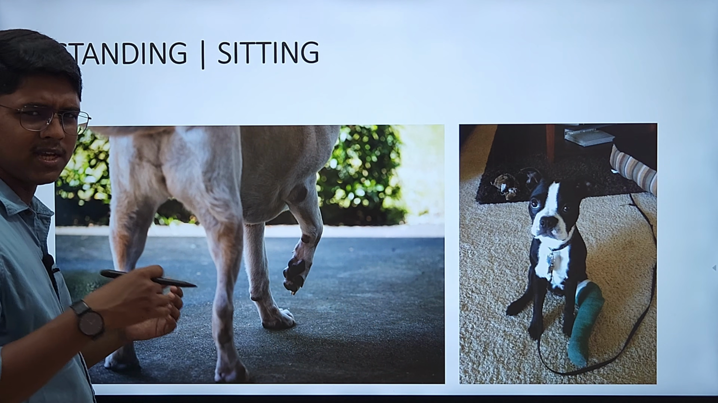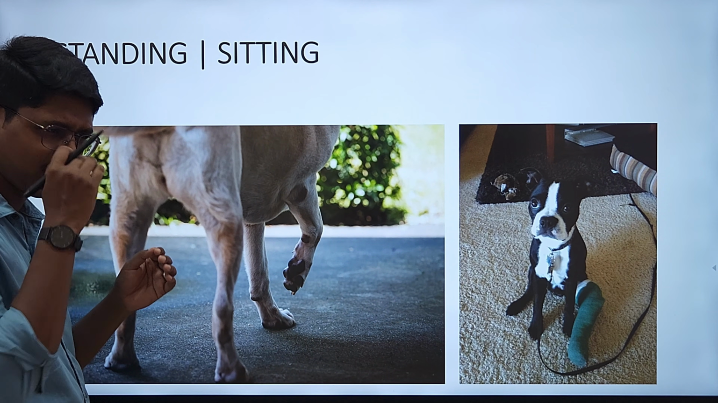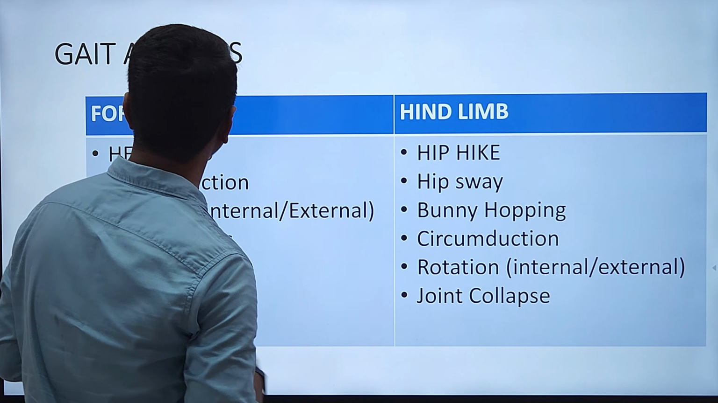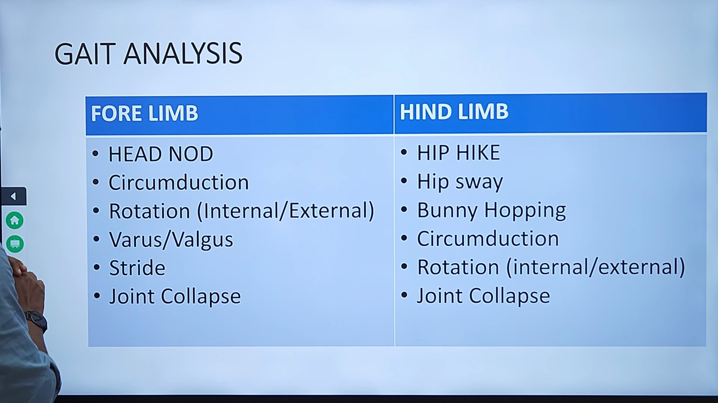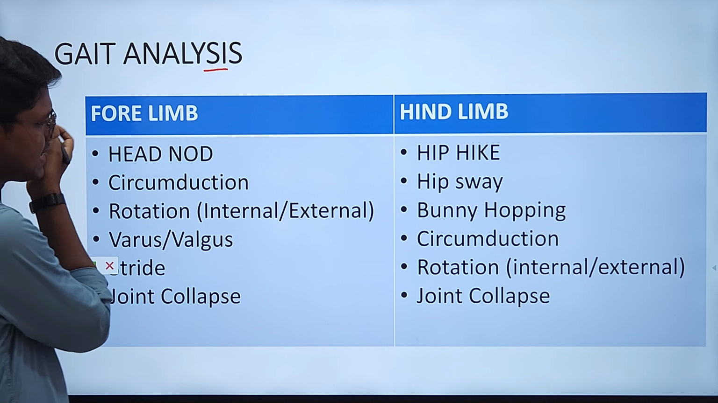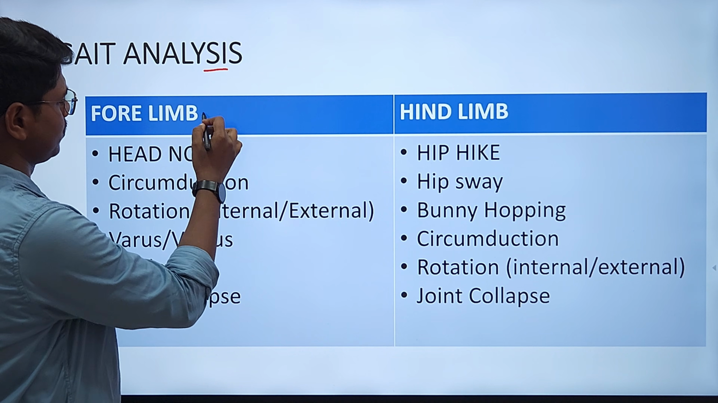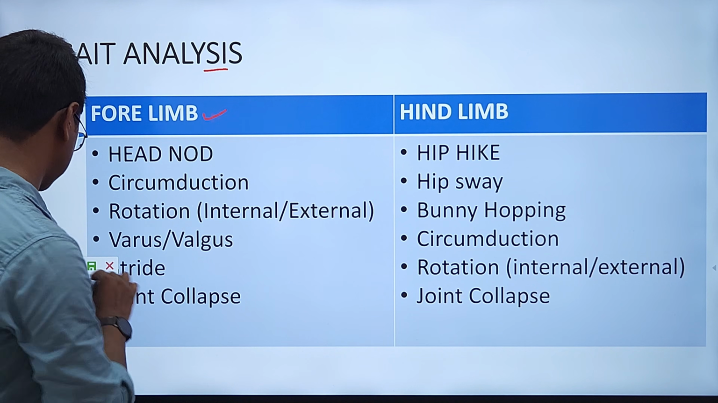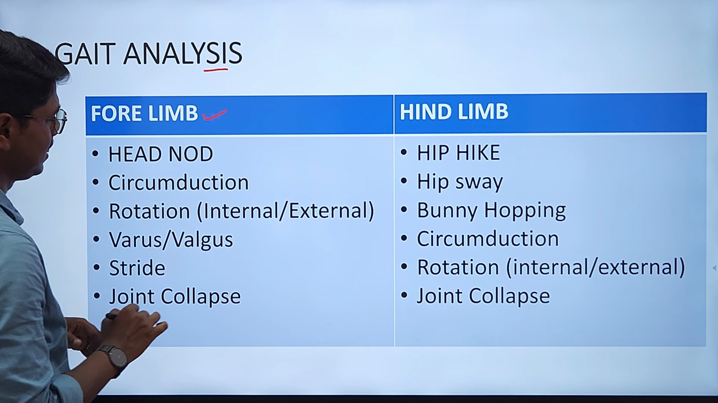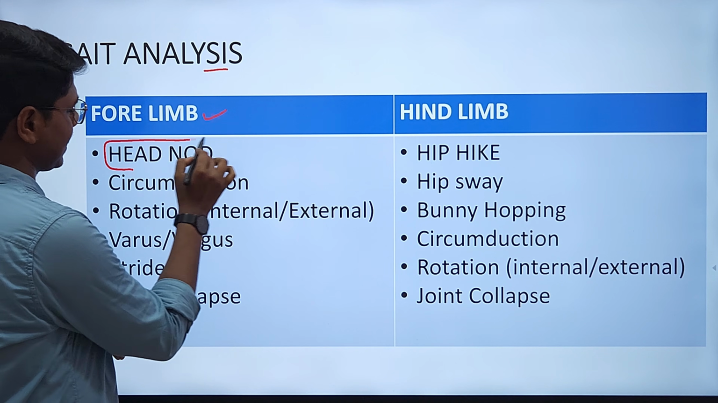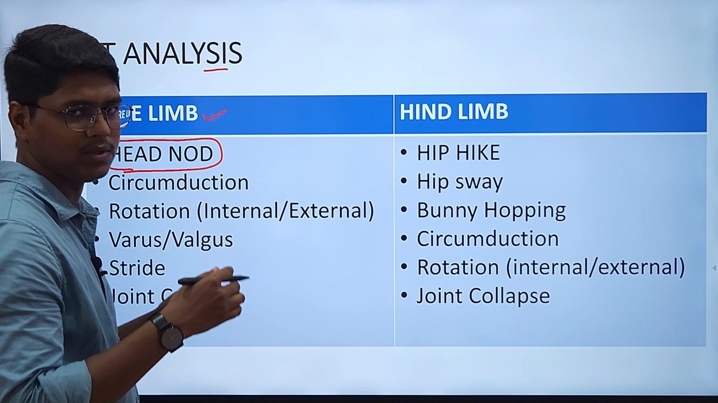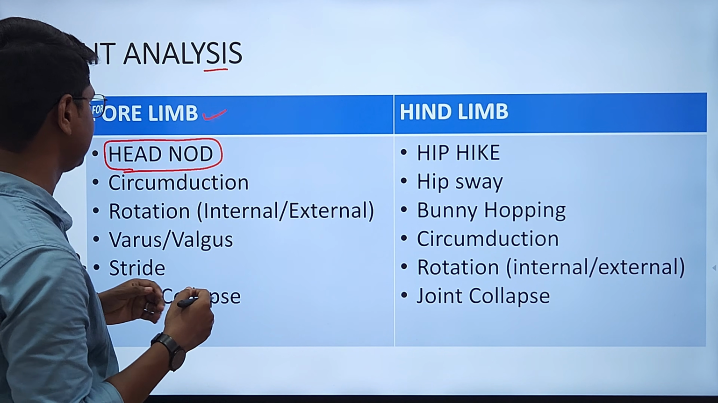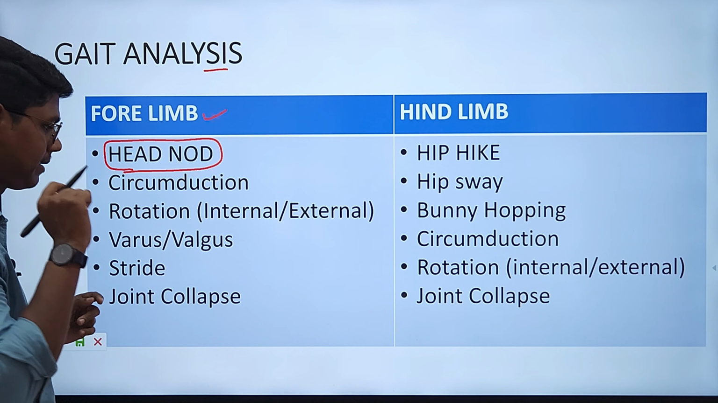If you are experienced, you don't need to manipulate; by only looking, within a few seconds you can know all these things. Next is gait analysis. Suppose there is a forelimb fracture of any bone like the humerus or radius ulna. You will find a characteristic gait like head nod. While walking, you will see the animal nodding its head. That is head nod, very characteristic of forelimb fracture.